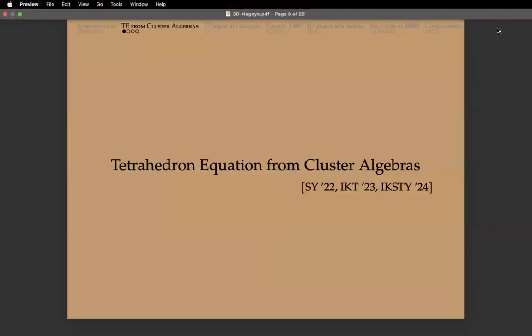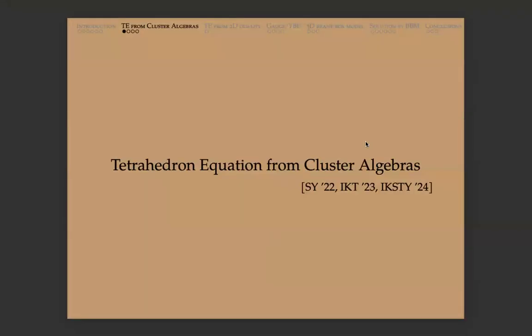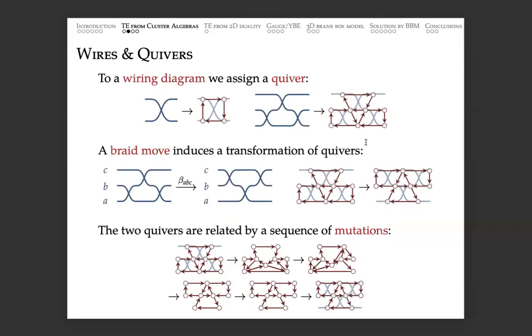Right. So as I said, this is joint work with Sun, Inoue-san, Kuniba-san, and Terashima-san. All right. So what is this about? We are going to use something called wiring diagrams and quivers. There's a technical definition of wiring diagrams, but for the purpose of this talk, you can just think of them as intersecting curves in a plane, just like this one.